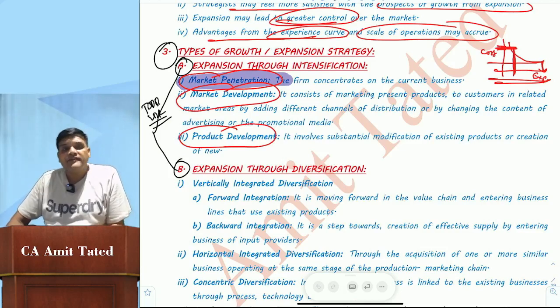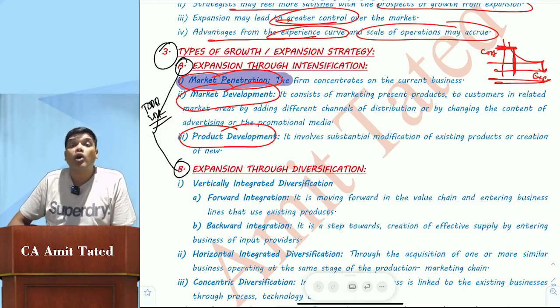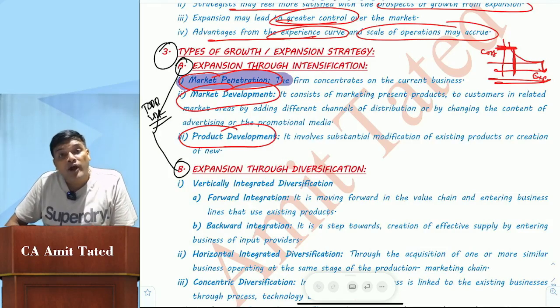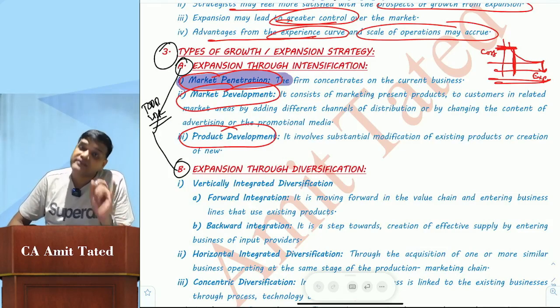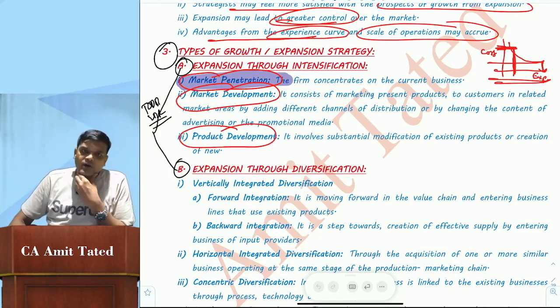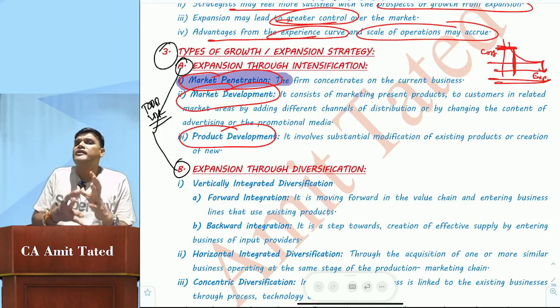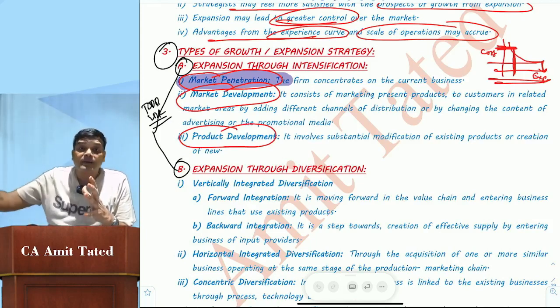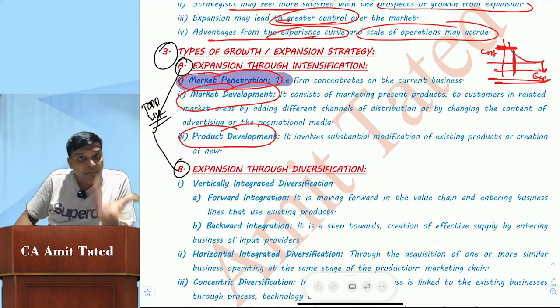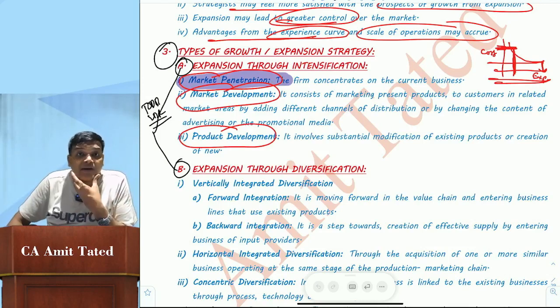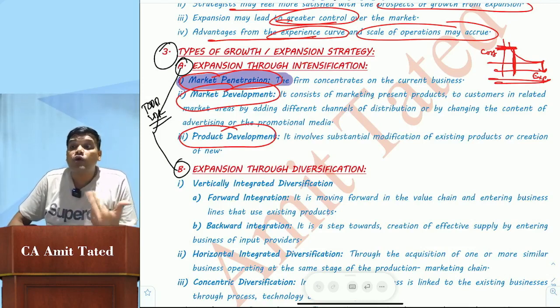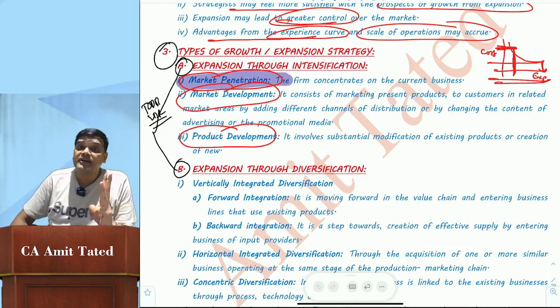Second concept is market development. Market development means the existing product, the same product, going into a new market. For example, right now I'm selling a product in Mumbai only. Now I'm selling the product in Hyderabad. That is called market development. Same product I'm selling in Hyderabad. Market development also focuses on multiple points. Three things they have given in your syllabus.